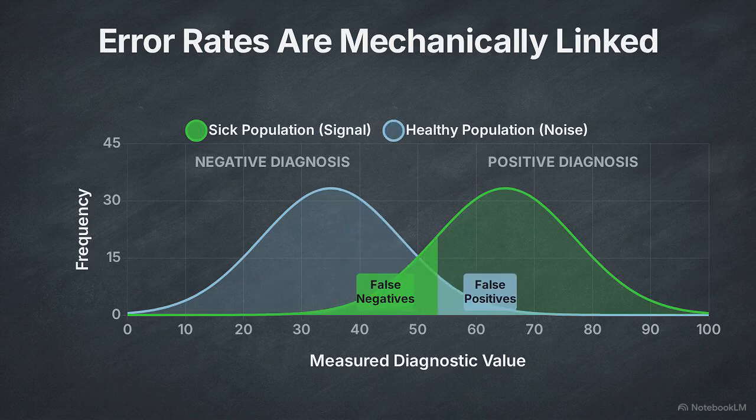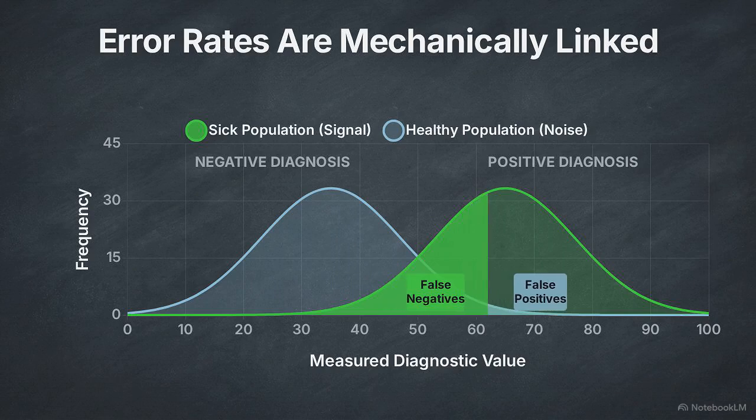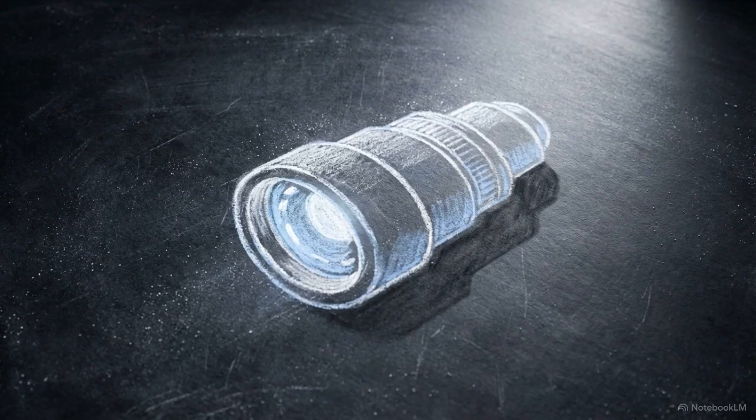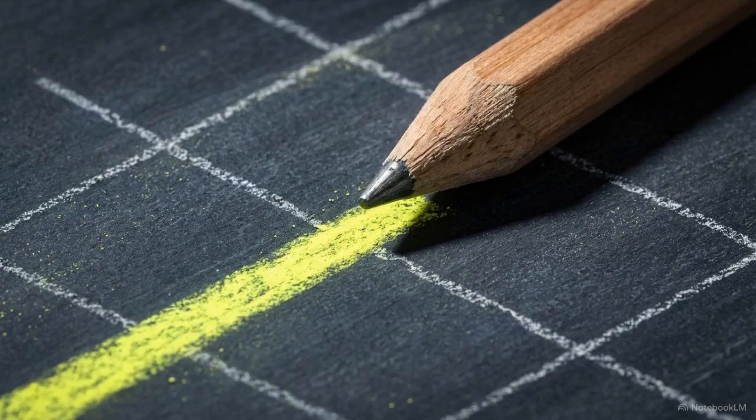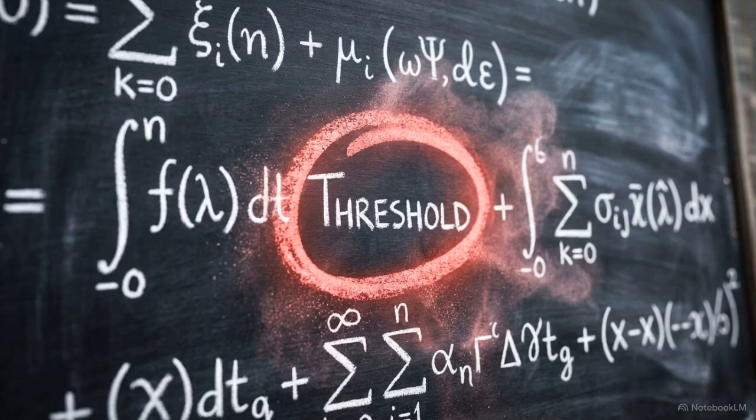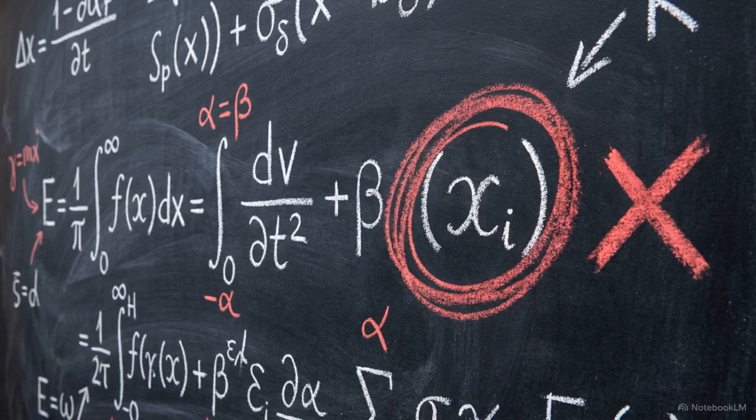Slide it right to reduce false alarms, and you guarantee you will miss more of the actual disease. A false positive or a false negative is not a malfunction of the machine. They are mathematical inevitabilities, dictated entirely by where the designer chooses to draw the line. When human lives are on the line, the placement of this threshold becomes a highly calculated equation based on the asymmetrical costs of making a mistake.